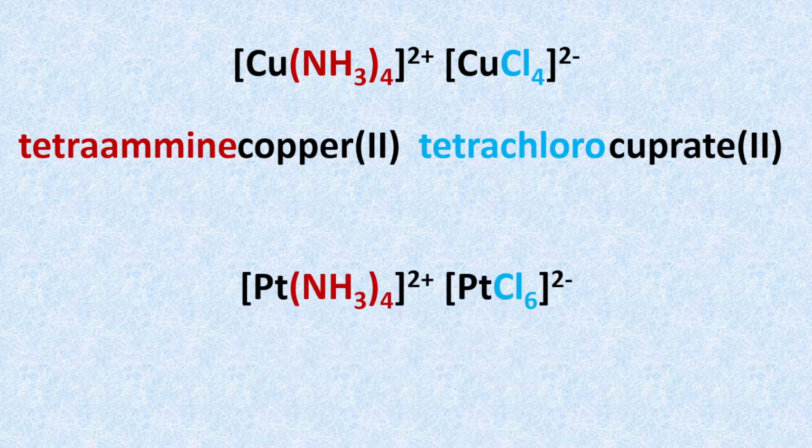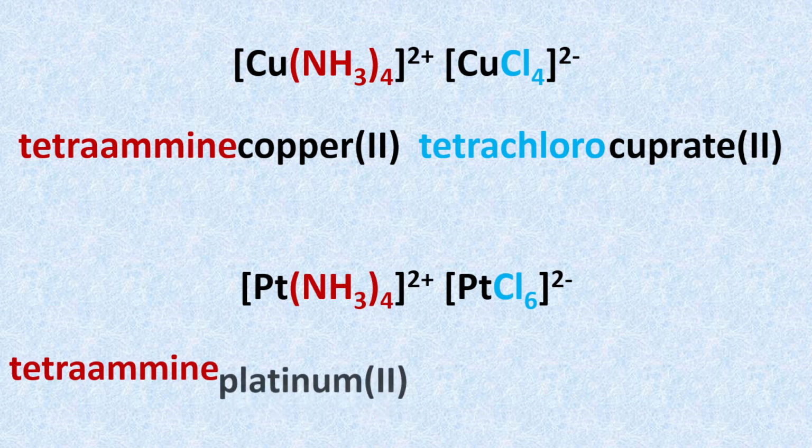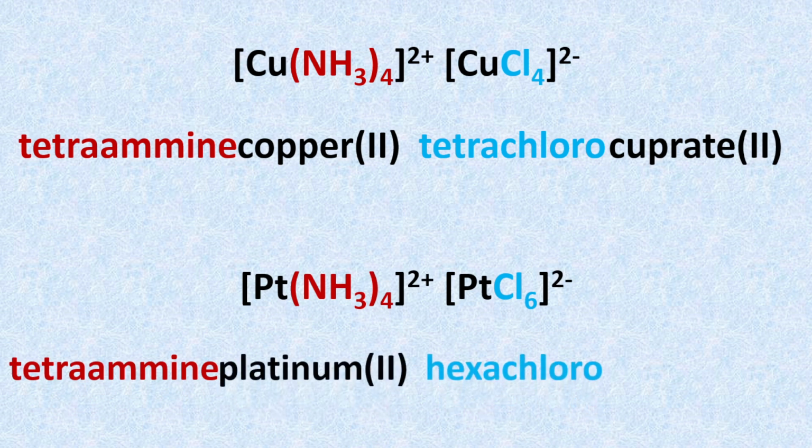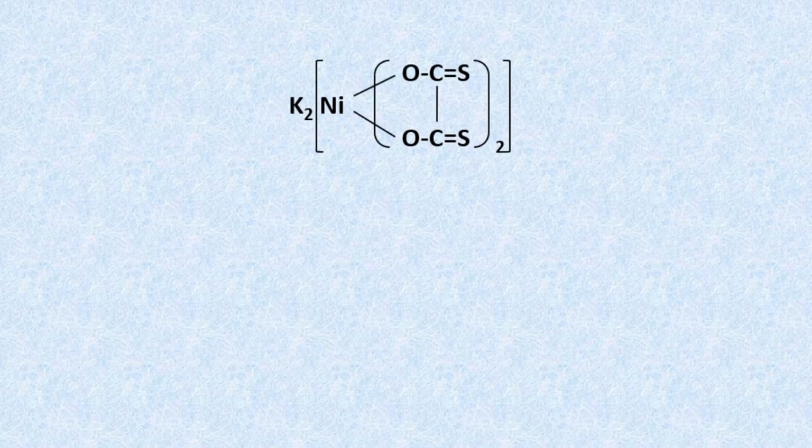Similarly, the IUPAC nomenclature of the second complex is tetraamine platinum 2 space hexachloroplatinate 4. In this complex, we have the ambidentate dithioxylato ligand that has 2 donor sites, oxygen and sulfur. This ligand carries 2 negative charge. Also, nickel is a part of an anionic coordination sphere, so its name will be written as nickelate.